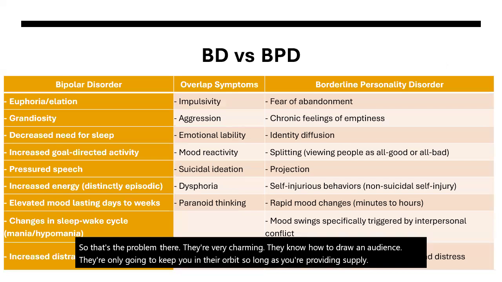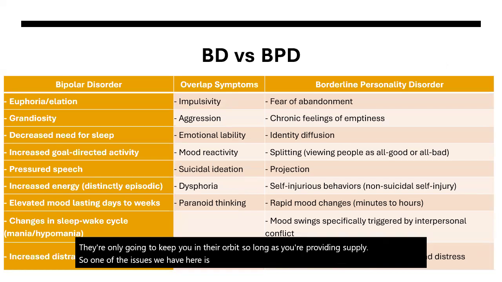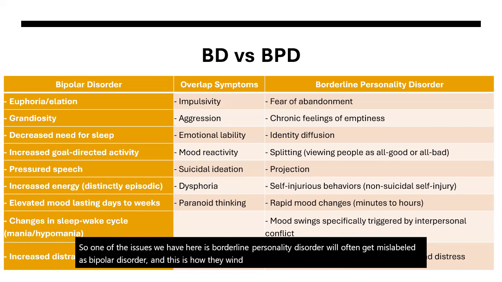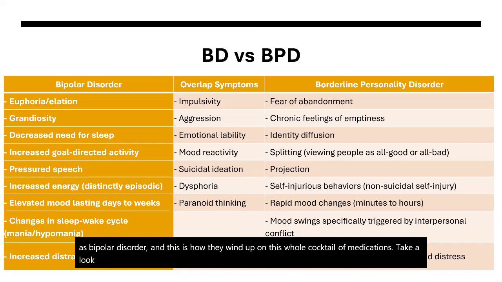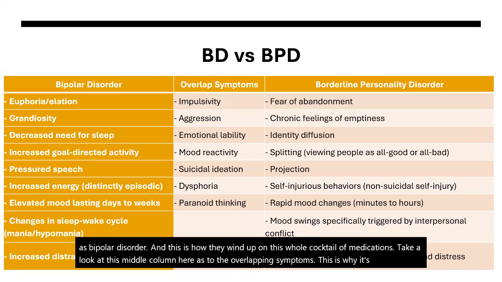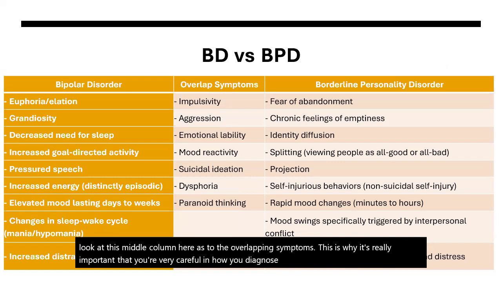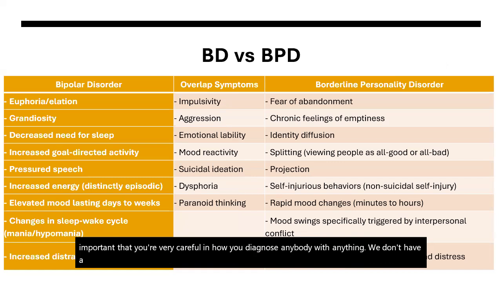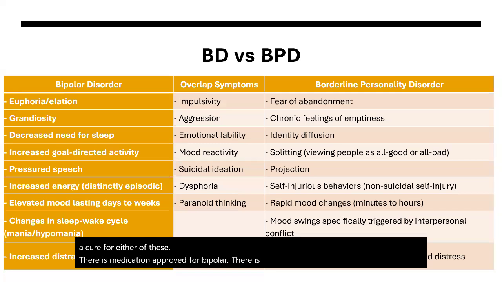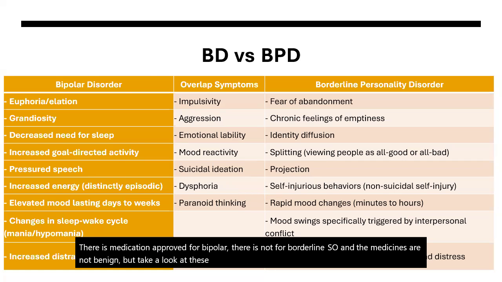So one of the issues we have here is borderline personality disorder will often get mislabeled as bipolar disorder, and this is how they wind up on this whole cocktail of medications. Take a look at this middle column here as to the overlapping symptoms. This is why it's really important that you're very careful in how you diagnose anybody with anything. We don't have a cure for either of these. There is medication approved for bipolar. There is not for borderline. And the medicines are not benign. But take a look at these overlapping symptoms of impulsivity, aggression, emotional lability, mood reactivity, suicidal ideation, dysphoria, and paranoid thinking.